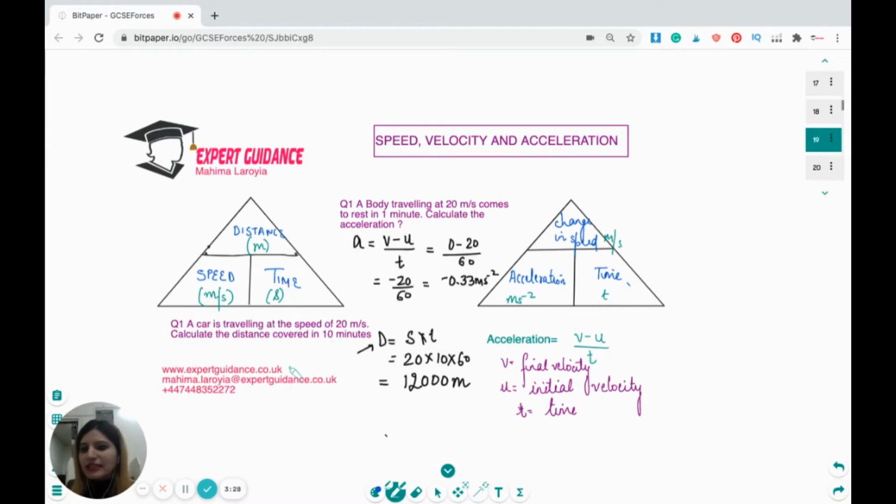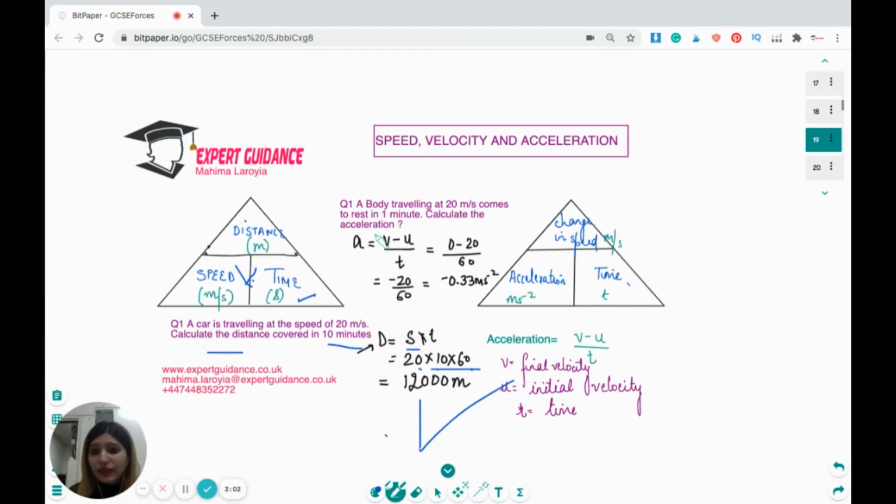All right, now let's look at the first question. They have given you the speed and the time is in minutes. But our triangle says that the time has to be in seconds. So we times 10 by 60 to get the time in seconds. And the formula is distance is speed into time. So we do 20 meters per second times 10 times 60, and we will get the distance of 1200 meters.